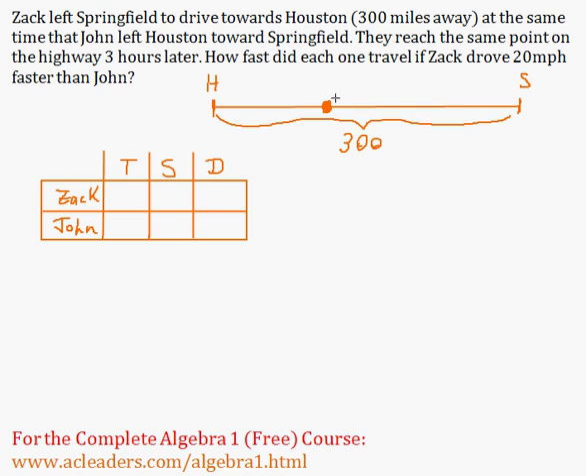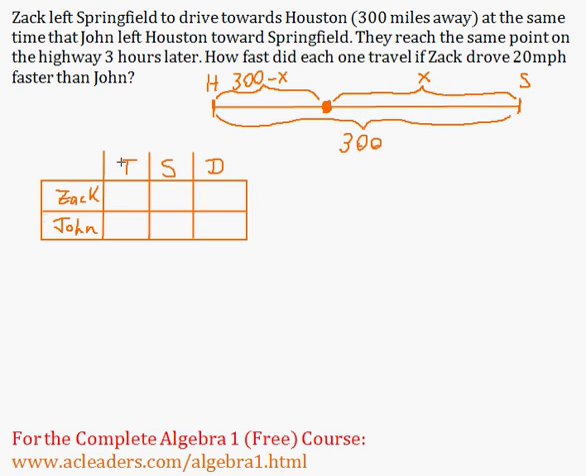So here's what I'm going to say. I'm just going to determine that x will be the distance between Springfield and the point on the road where they meet 3 hours later. So if this is x, what is the distance between Houston and that point? That'll be just 300 minus x, right? Because 300 minus x plus x will be 300.